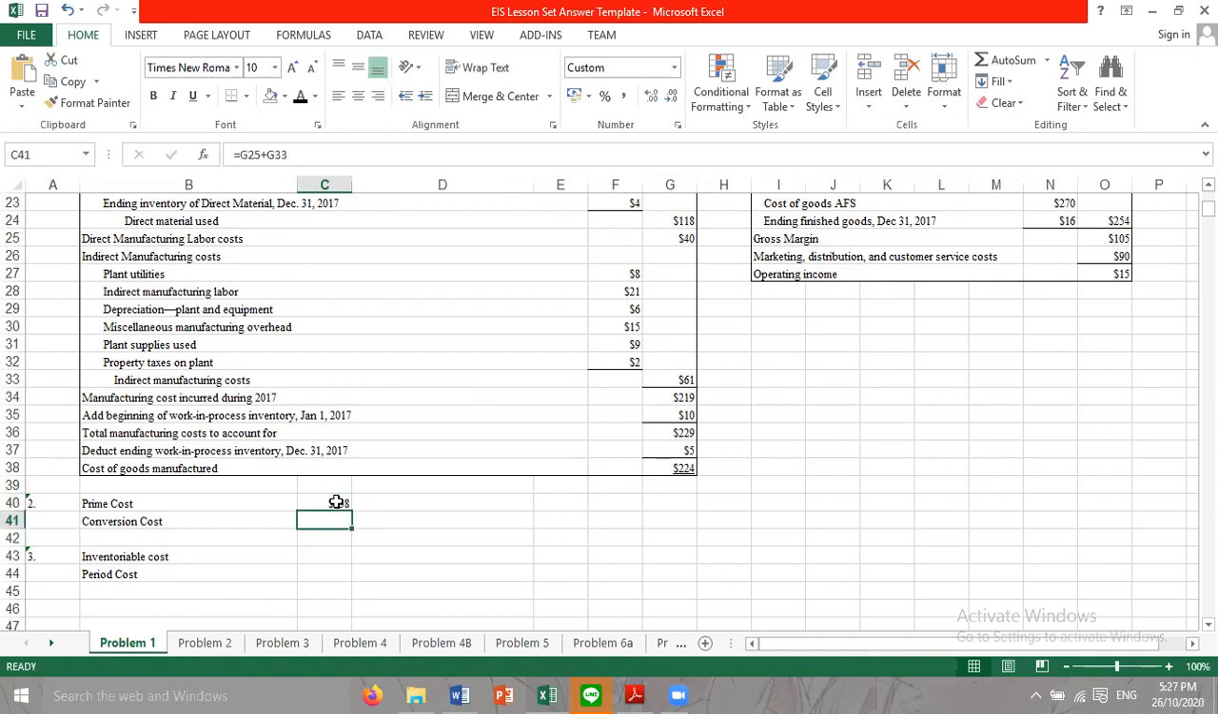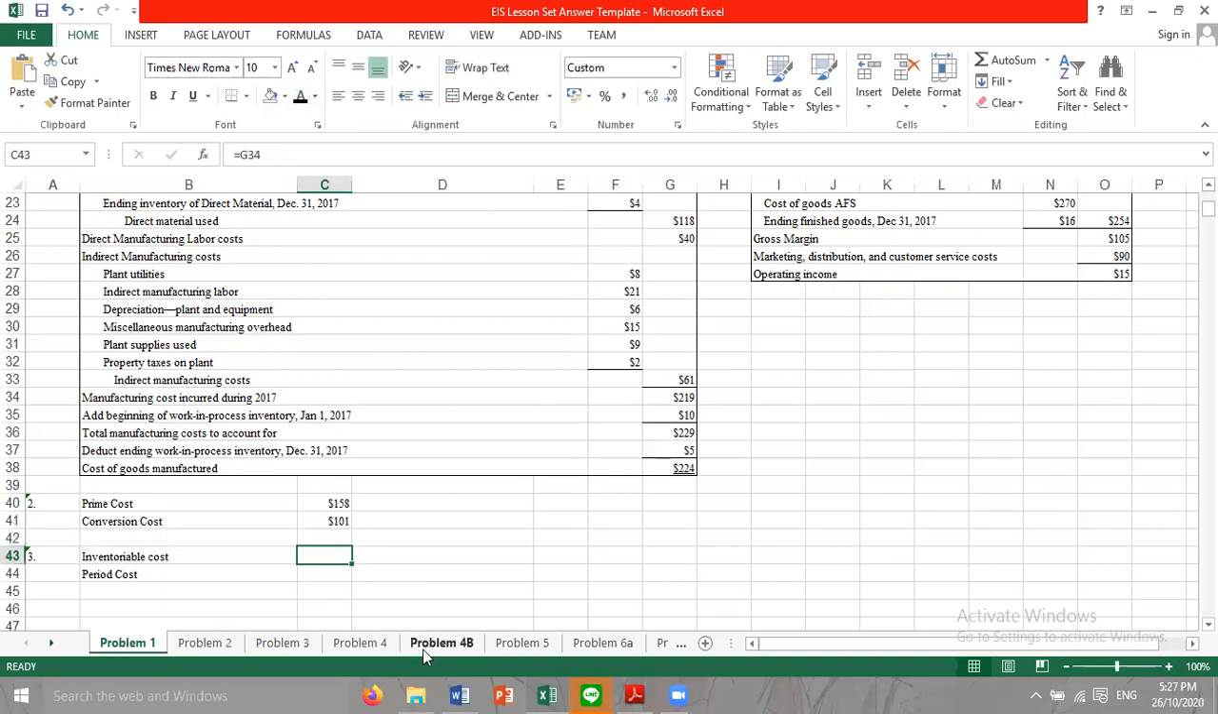That's for prime cost. Next, we are asked to find the conversion cost. Conversion cost, once again, is practically all manufacturing costs required to convert direct material into finished goods. So it's practically manufacturing costs except without the direct materials. So conversion cost will be direct manufacturing labor plus indirect manufacturing cost. In this case, it's $40, just direct manufacturing labor, plus indirect manufacturing cost, or $61. We add them both and we'll get $101.